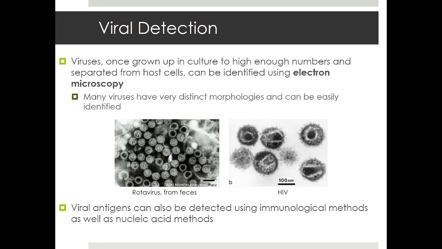Once viruses have grown in cell culture to high enough numbers, they can be easily detected through electron microscopy. I mentioned a long while back that most viruses have a very specific and unique physical appearance, and based on that they can be very easily identified without too much need for further testing. Though if you'd like to verify, you can also use any of those immunological methods that we discussed or even the DNA hybridization technique.